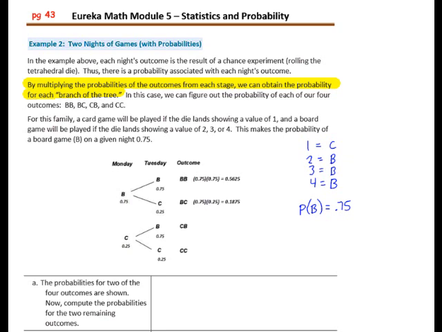And make sure that you understand where that 0.75 comes from. Remember that landing on a 1 would be a probability of 0.25 because there are 4 numbers on the die and 1/4 is 0.25. Then there are 3 ways that you would not be playing a card game. And so the probability of not 1 is 1 minus 0.25, which is 0.75. So not getting a 1 would be getting a 2, a 3, or a 4 and playing a board game.